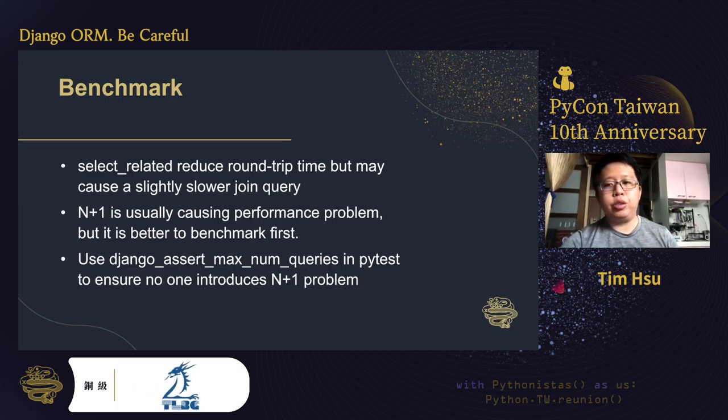select_related reduces round trip time, but may cause a slightly slower join query. The N+1 problem is usually a performance cost problem, but it's better to benchmark first. Use Django assert max num queries in PyTest to ensure no one introduces the N+1 problem in the future. There is also another function called prefetch_related. It is used in a different situation, and with this function, you can reduce a lot of SQL count in your Django program.